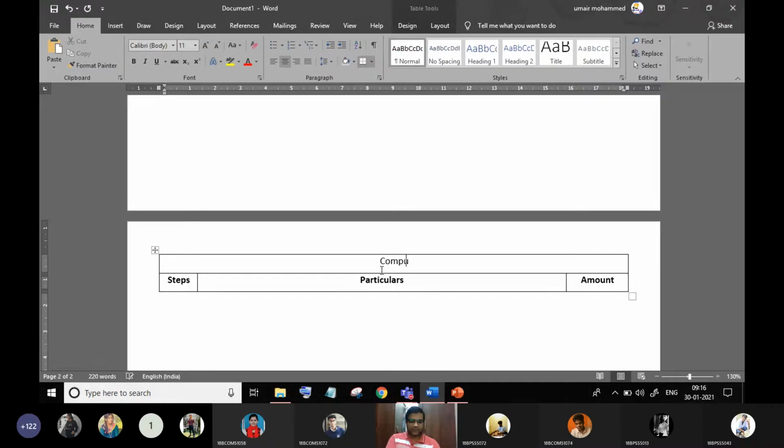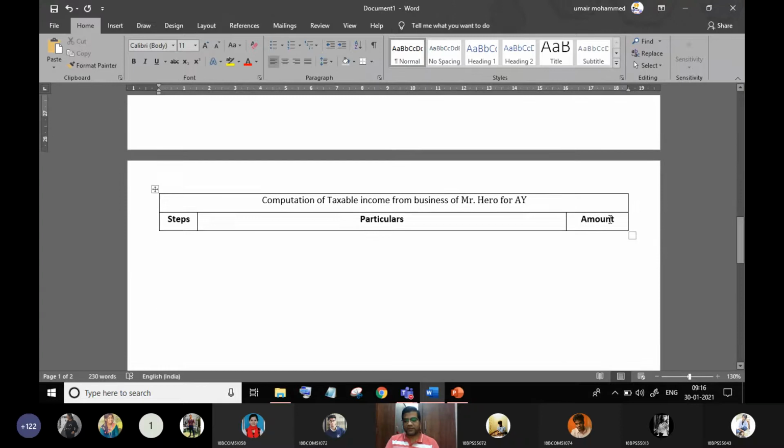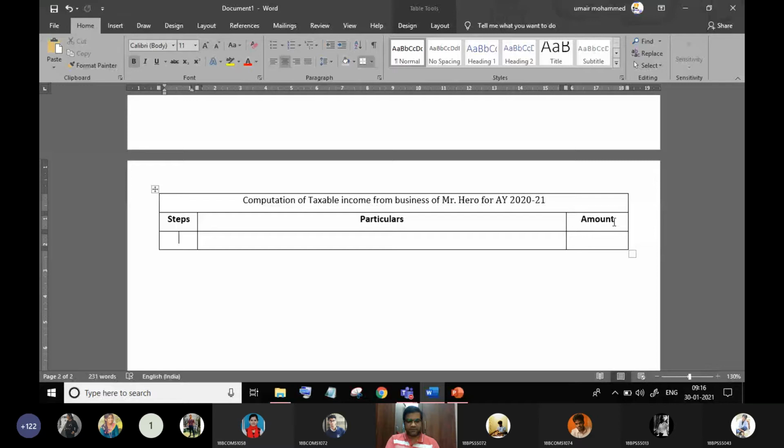So computation of taxable income from business of Mr. Hero for assessment year 2020. For your batch, remember, you're following assessment year 2021. So assessment year. So this is the first step.